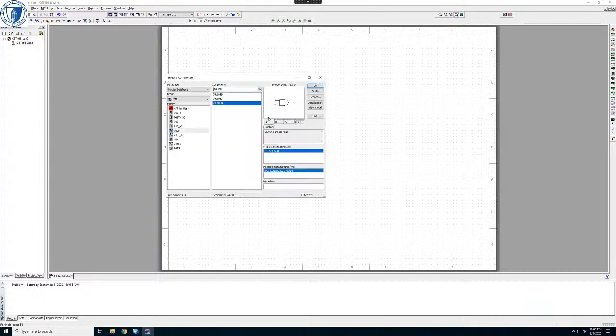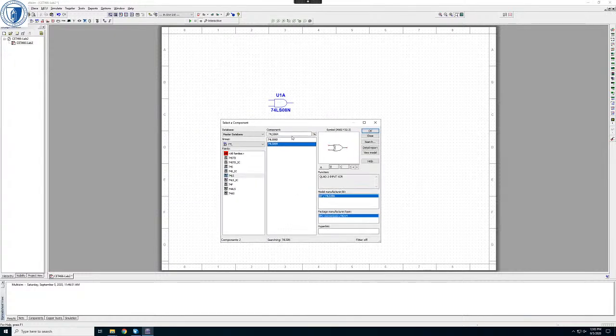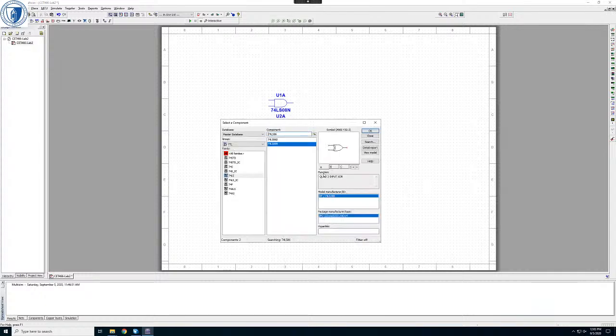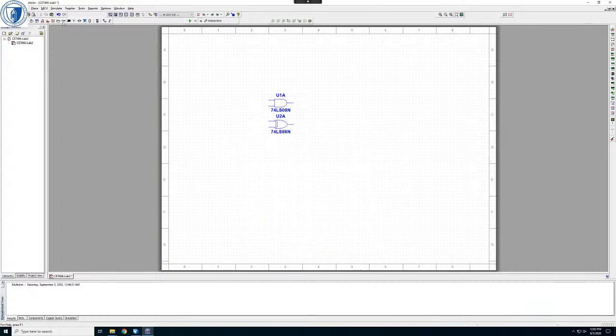I just need the one gate, and then the other one, what was it? Was it an 86, right? And again, we've got a D and an N. I'm going to go with the N again. Probably best to use the same packaging on all devices. And I'm going to choose A again. Right, and then cancel.